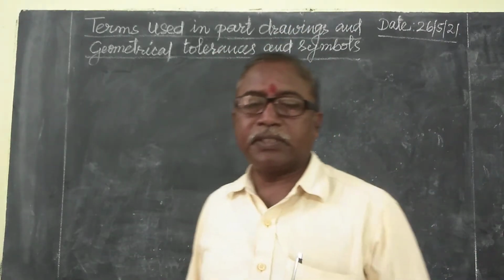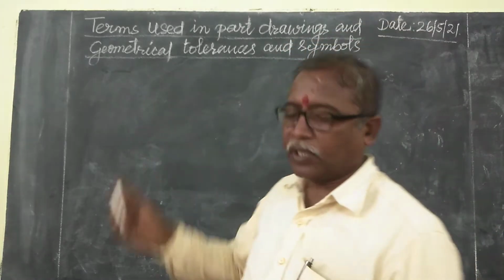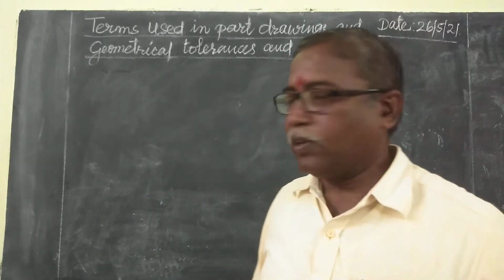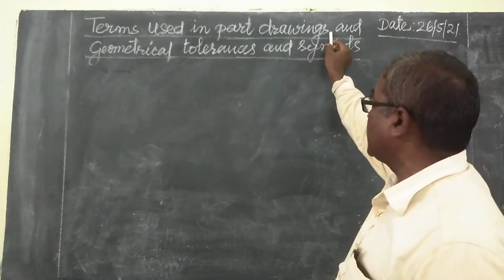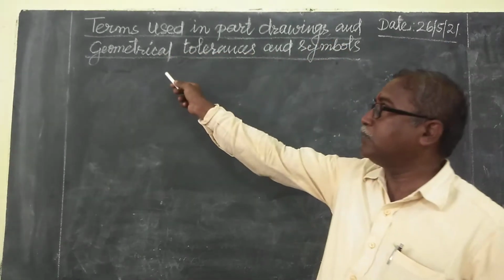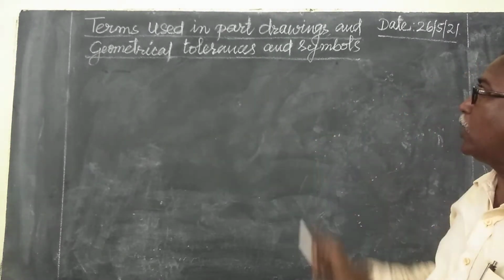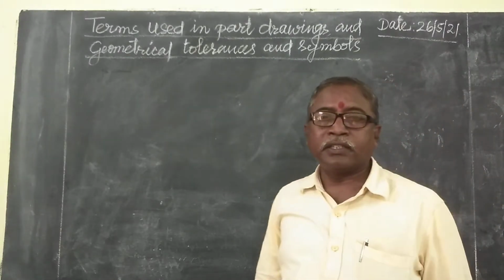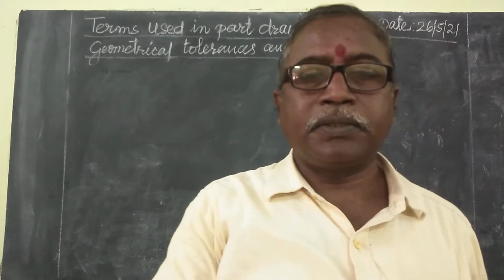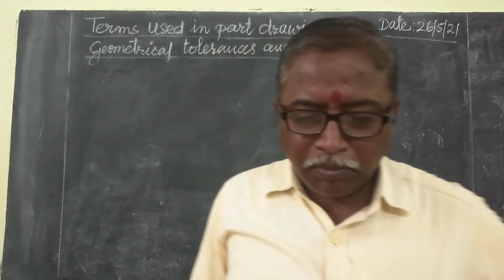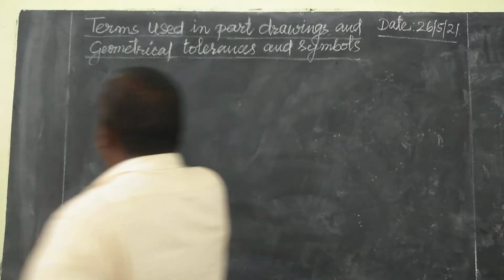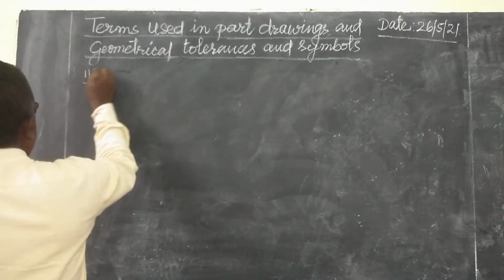Dear student, today we will discuss the terms used in part drawings and geometrical tolerances and symbols. Then number one is abstraction.